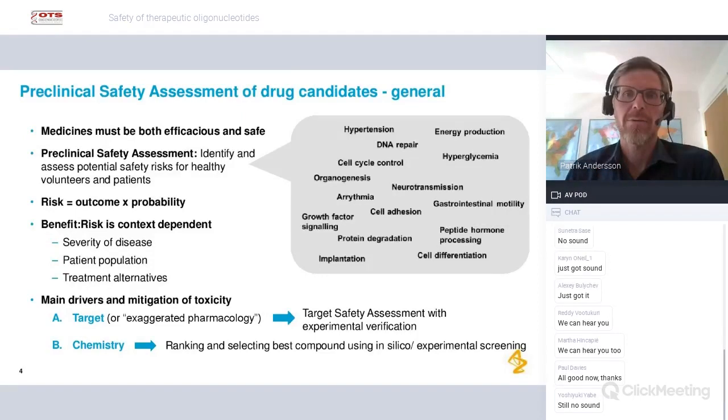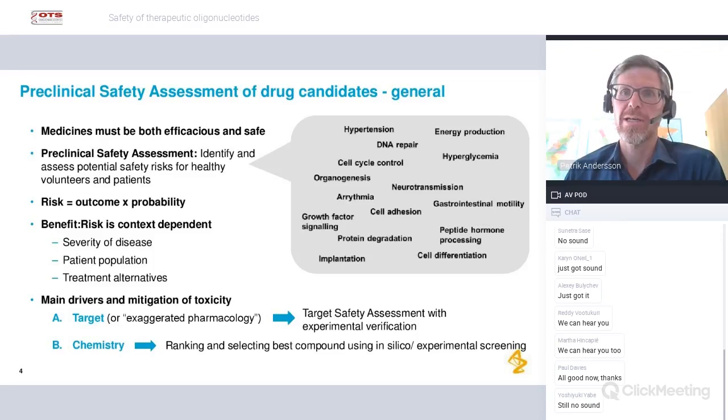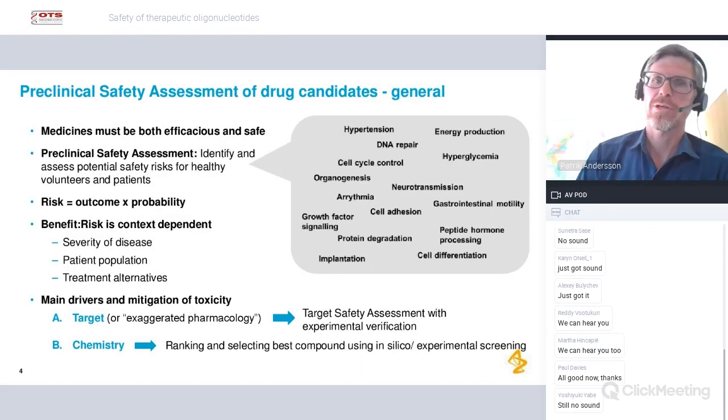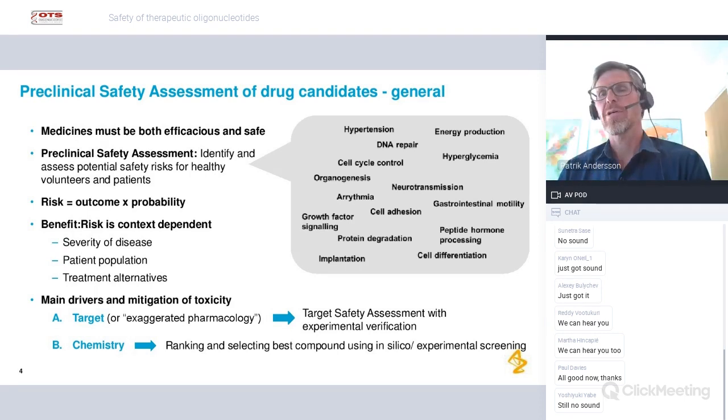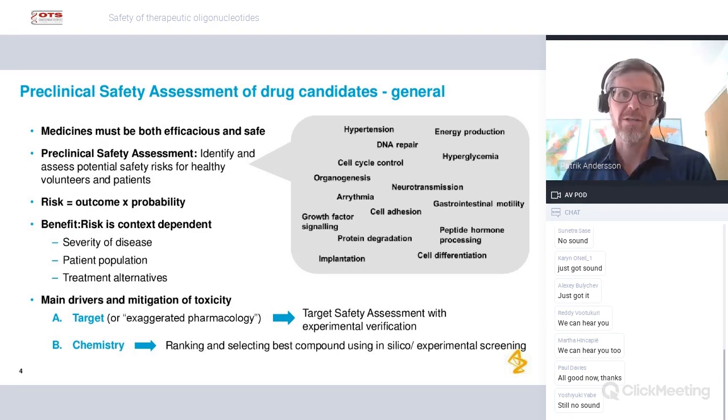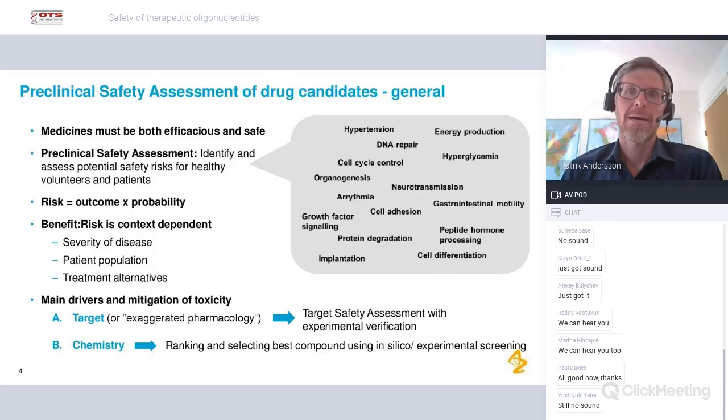And regarding safety assessment, toxicity, there could be a lot of different things going on. In this bubble here, there's just a few endpoints that have popped up in different toxicity studies. So for a toxicologist, we don't really know in many cases what to find. So we need to throw quite a wide net, which makes it quite frustrating sometimes, but also very interesting.